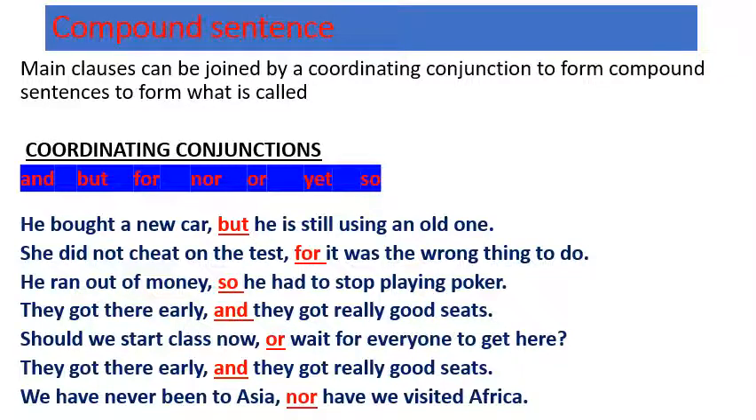What are these coordinating conjunctions? We have and, but, for, nor, or, yet, and so. If we look at the following examples, he bought a new car. Originally, he bought a new car, full stop. He is still using an old one. Here, you need to bear in mind that the conjunction you use depends on the meaning of the two sentences that you are trying to combine.